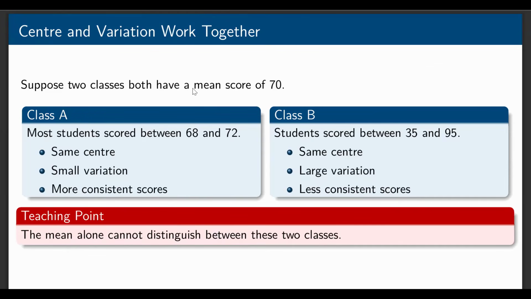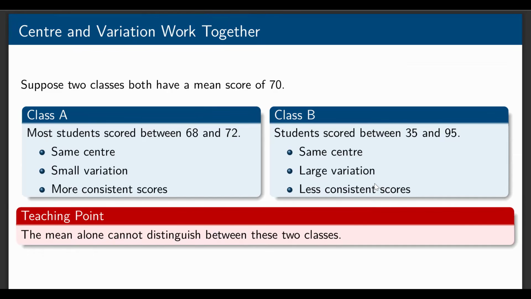Suppose two classes both have a mean score of 70. What does that mean? For class A, most students scored between 68 and 72. Now for class B, students scored between 35 and 95. However, for both classes, the mean score is 70. What do we observe? They have the same center or the same mean, but class A has small variation and class B has large variation. Class A has more consistent scores, but class B has less consistent scores.